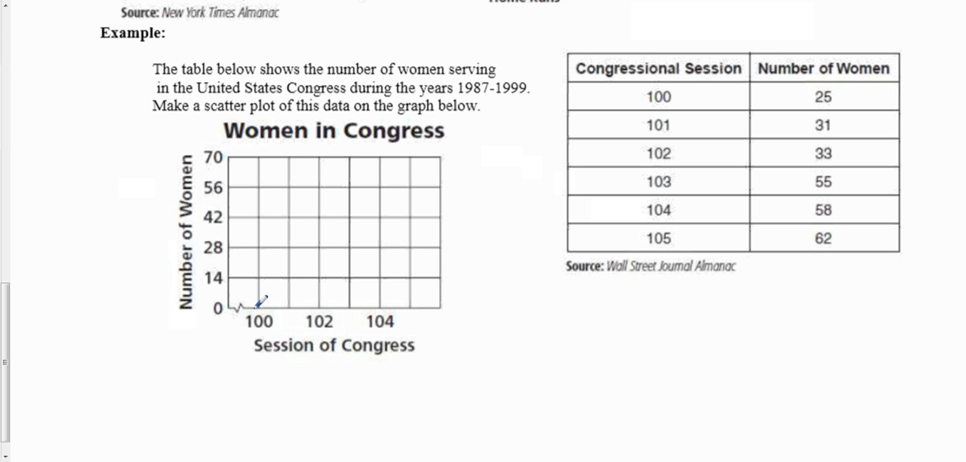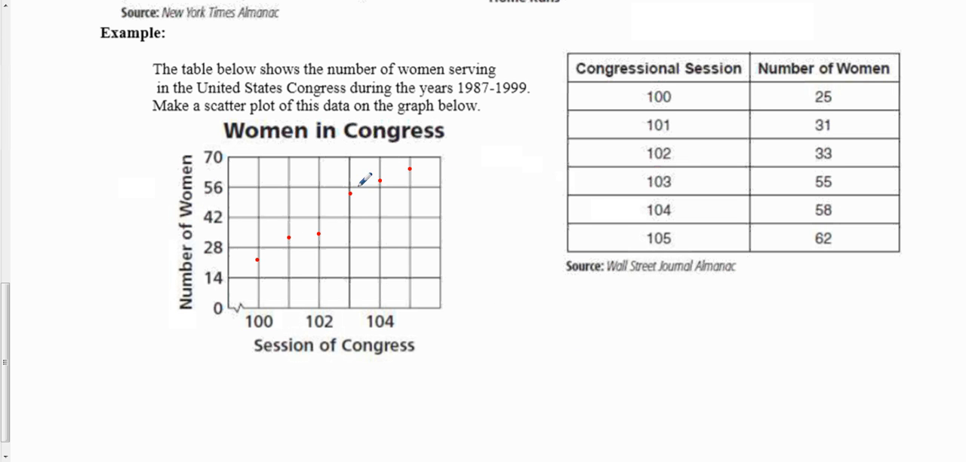So we go to 100, and about here is 25. At 101, there were about 31, so somewhere about there. 102 is a little bit more, 33. At 103, we were at 55, so almost the 56 there. At 104, we were at 58, just a little bit above 56. And at 105, we were at 62, so somewhere in between these ones.